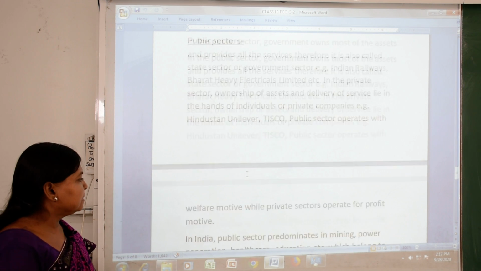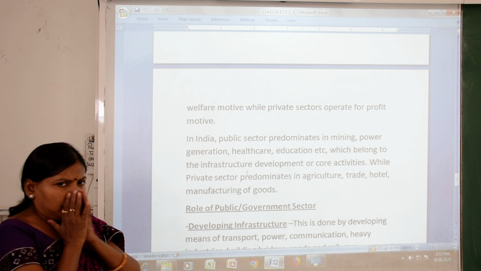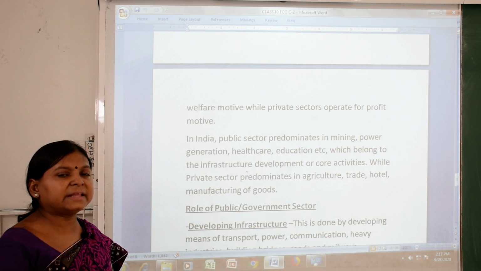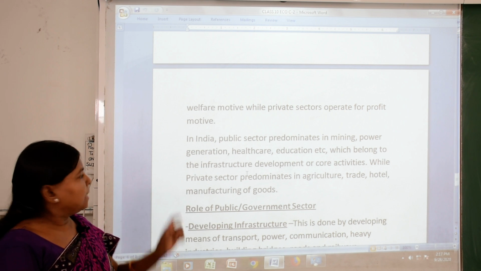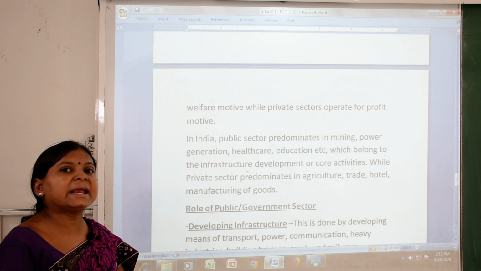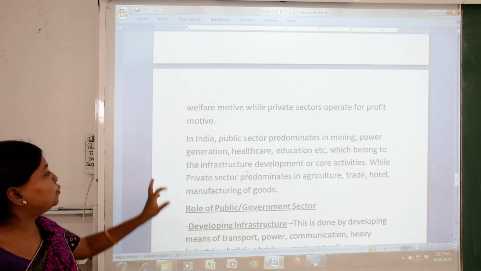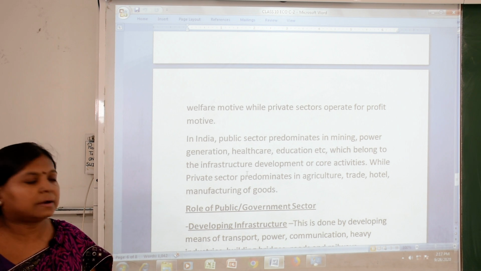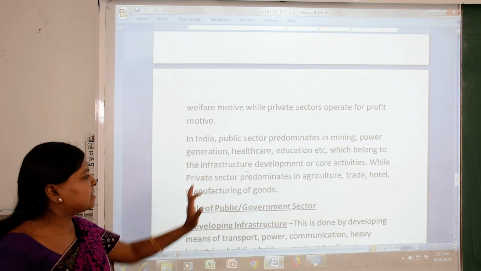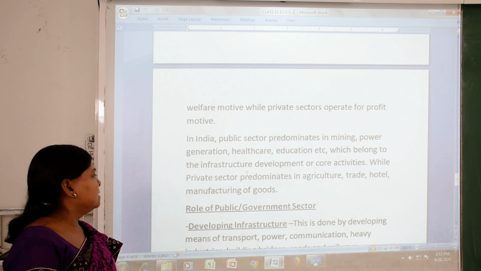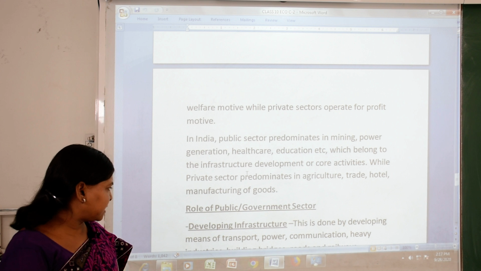In India the public sector predominates in areas like mining, power generation, healthcare, education, etc., which belong to infrastructure development or core activities of the country, while the private sector predominates mostly in agriculture, trade, hotels, manufacturing of goods, etc.